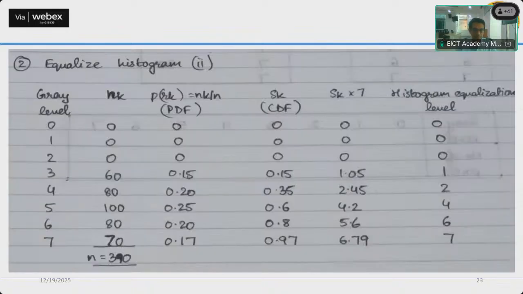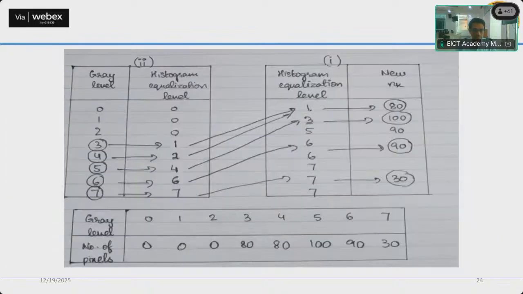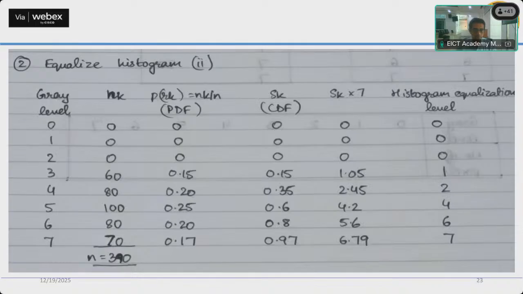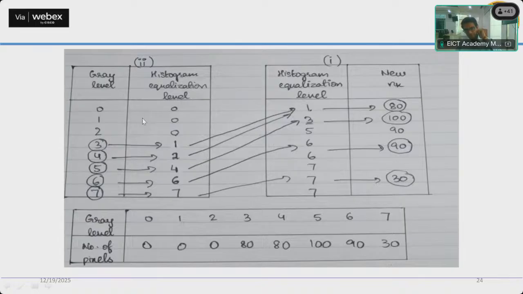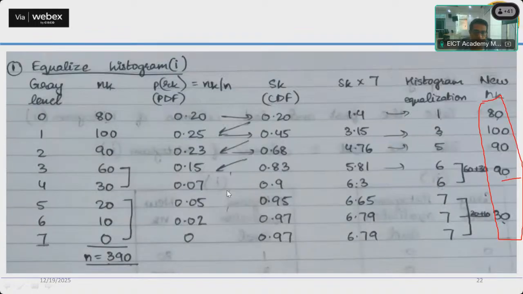So see what is given here. Equalize histogram 2. See, this first of all gray value is given. This new value is given 1, 2, 4, 6, 7. Thereafter, this is 1, 2, 4, 6, 7, and this 1, 2, 4, 6, 7 is mapping basically 1 to the 1 and 2 to the 1. How are they mapping? Because you need to see the 1 here.